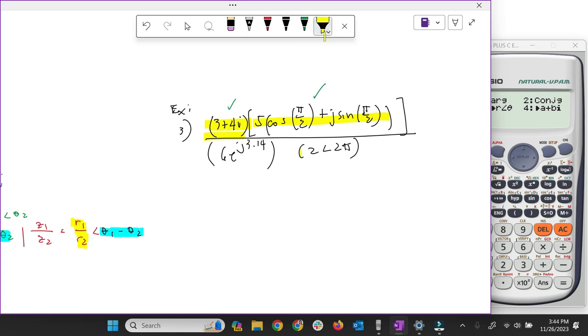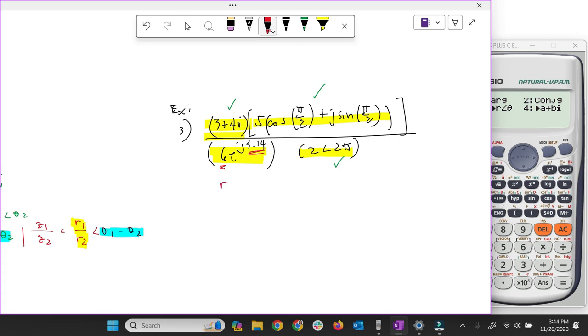Okay. Ito naman, this is polar. So, again, pwede siya mabasa ng calculator mo. Pero dito, this is exponential. Sabi ko kanina, hindi yan kaya basahin ng calculator mo. So, anong gagawin mo? Palitan mo ng polar form. Sige, this is 6. And then, this is the angle. So, this will follow the format.